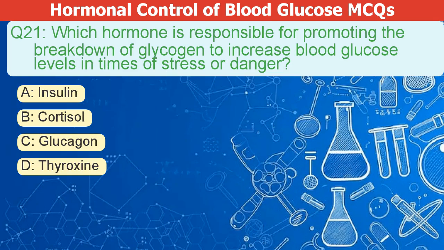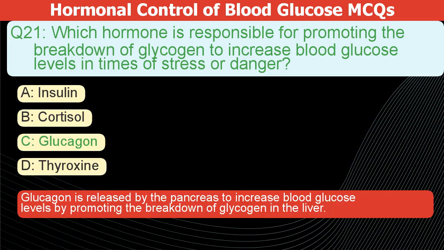Which hormone helps break down glycogen to raise blood sugar during stress or danger? A. Insulin. B. Cortisol. C. Glucagon. D. Thyroxine. The correct answer is C. Glucagon is released by the pancreas to increase blood glucose levels by promoting the breakdown of glycogen in the liver.